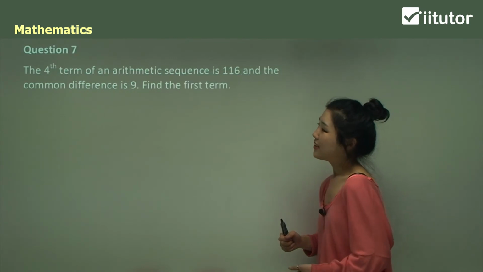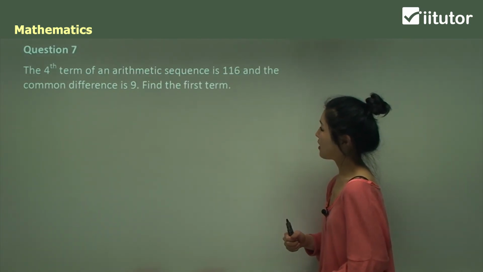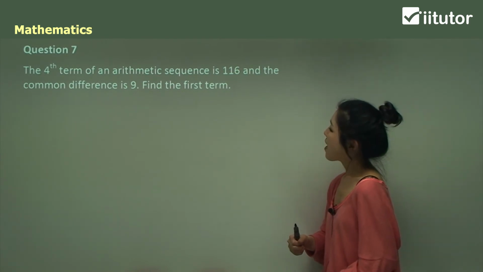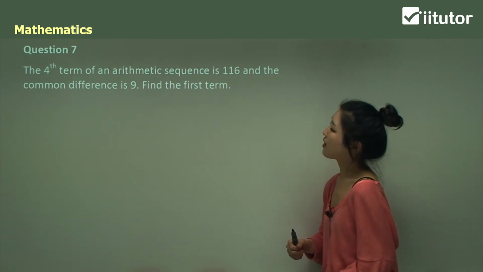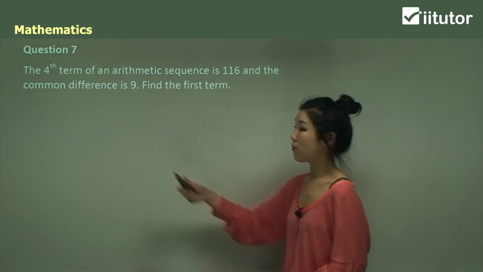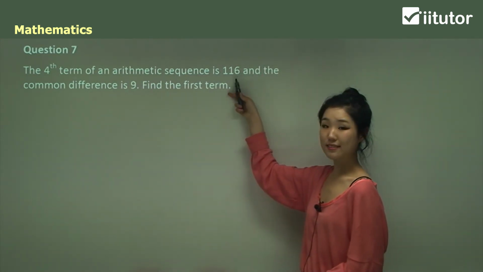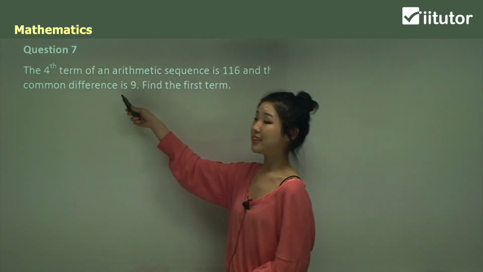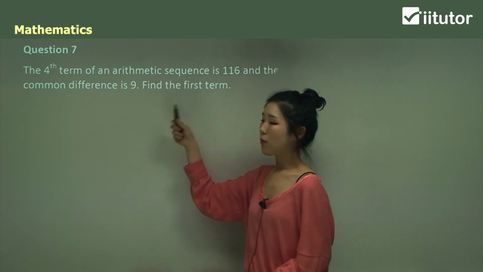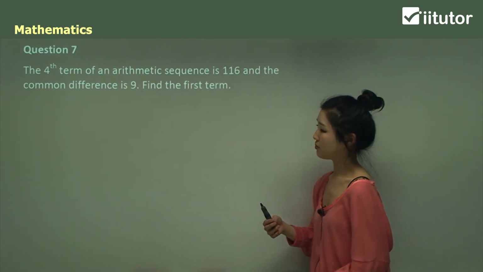Let's go. Question 7. The fourth term of an arithmetic sequence is 116 and the common difference is 9. Find the first term. This time they give us the fourth term. The fourth term, or T4, is 116. The common difference D is 9. But we're asked to find the first term A. So what are we going to do?